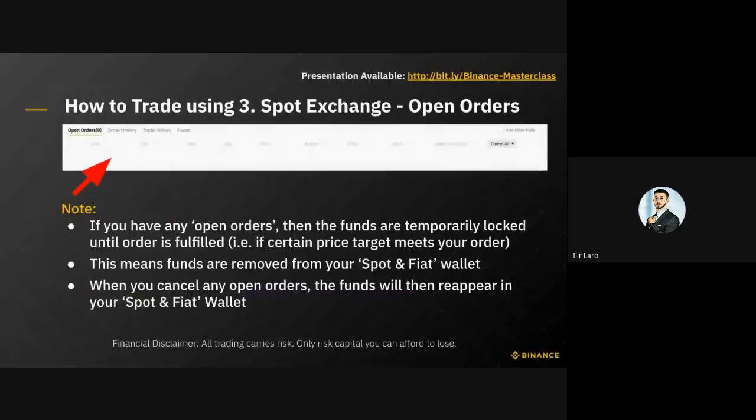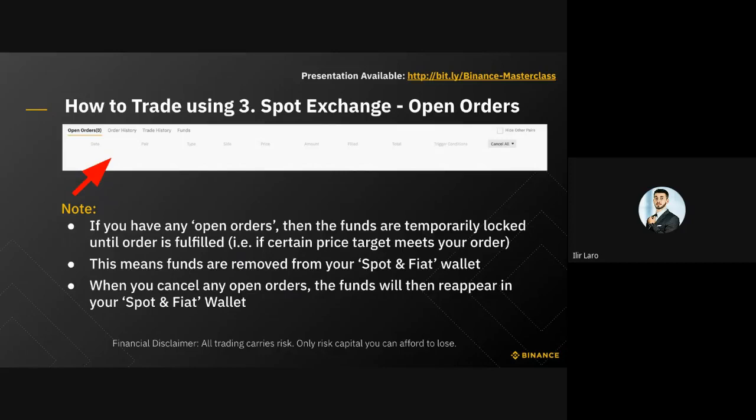Now, if you scroll down, you'll be able to see your order history. In the first tab, we have the open orders. Something to note here: if you place a trade using a stop limit, a limit, or the OCO, you're effectively putting these funds into the order book, which I mentioned earlier. And that order will only be met when the price meets your target. So effectively, these funds, or these open orders, are temporarily locked until the order is fulfilled.